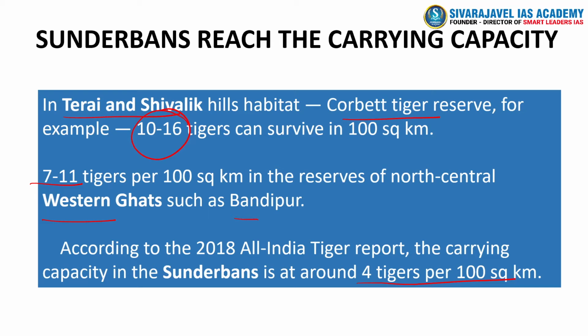And the study by the Wildlife Institute of India suggests that the density of tigers in the Sundarbans may have reached the carrying capacity of the mangrove forests, and this could lead to human-animal conflict. So the WII, the Wildlife Institute of India, says it could lead to human-animal conflict because already the Sundarbans has reached its carrying capacity.